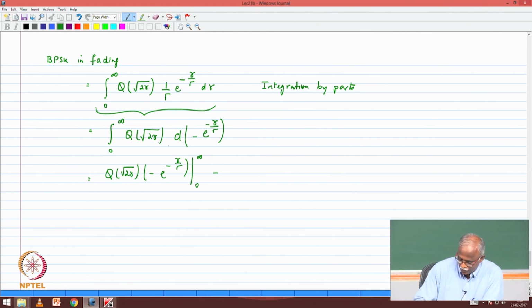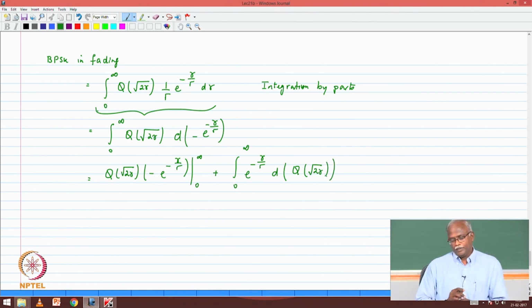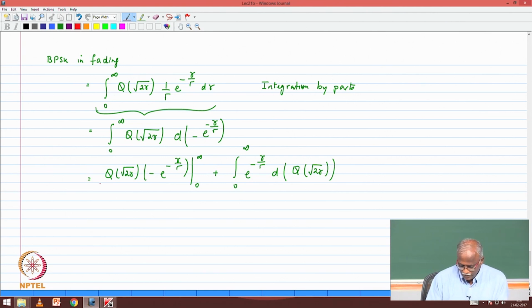and when you work out the signs, this minus sign with the minus sign coming out, basically the second term becomes the integral from 0 to infinity of e power minus gamma by gamma times the derivative of Q of root 2 gamma. Okay, so basically I just rewrote the integral that we have in the form of integration by parts. I hope you will not find it difficult to evaluate and confirm that this value comes out to be 1/2.